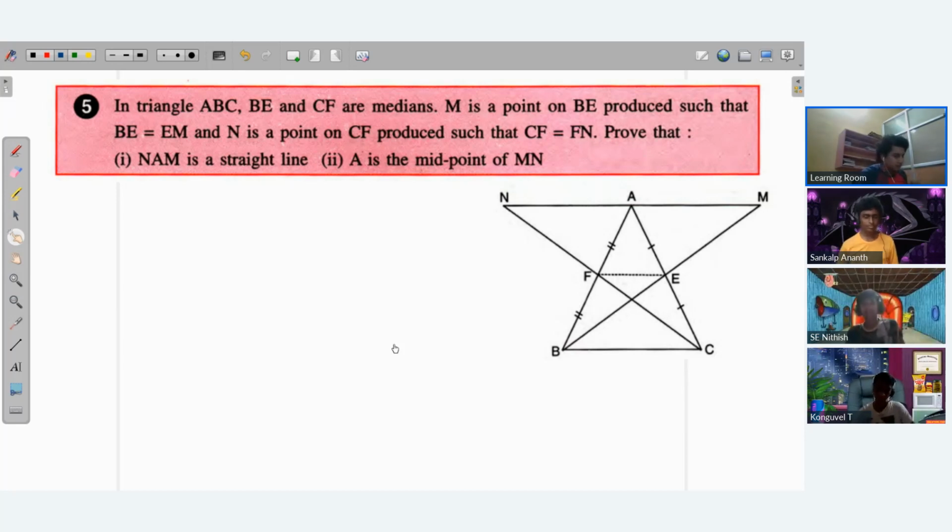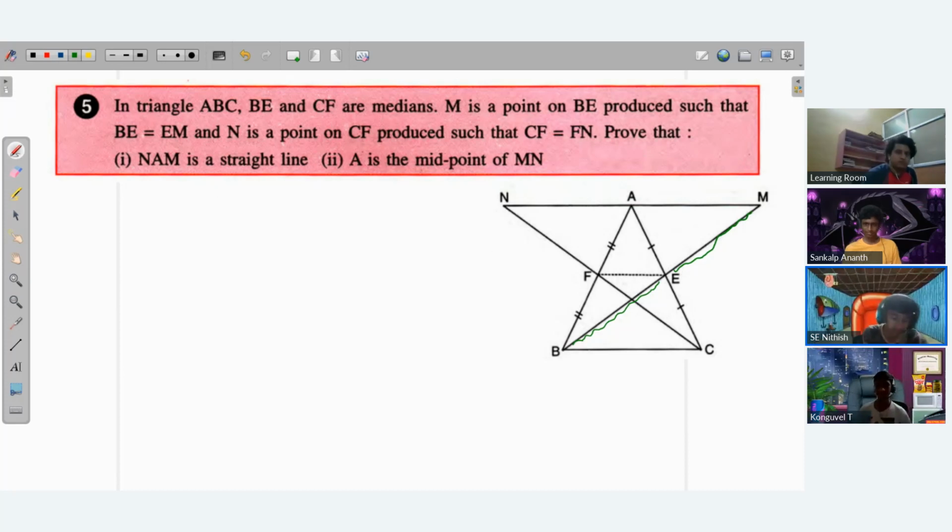Take a minute and see. N A M is a straight line. How am I supposed to prove something is a straight line?